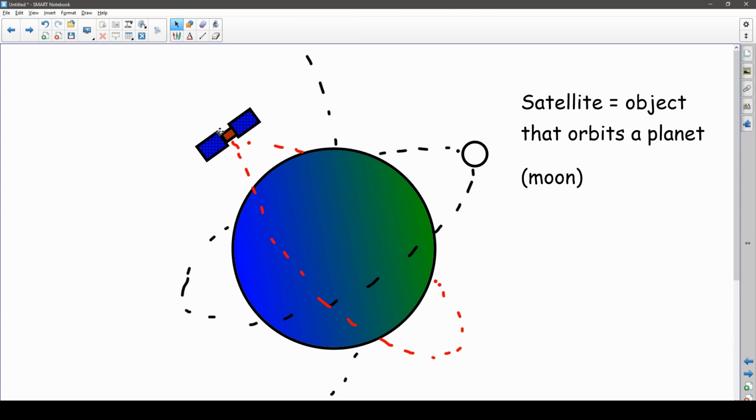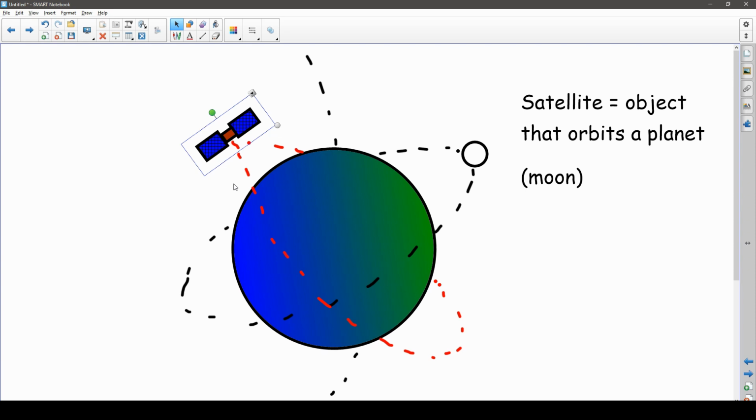Satellites fall into two categories: natural satellites, like the moon, and artificial satellites, like the ones that we launch into space. The Earth has one natural satellite and countless artificial satellites. So why? Why do they work? Like, why does something go round something else in space?